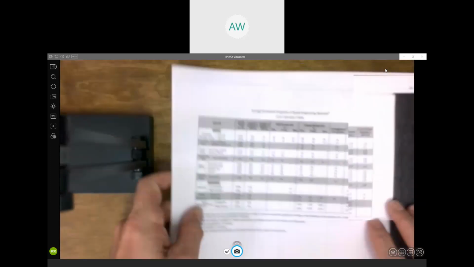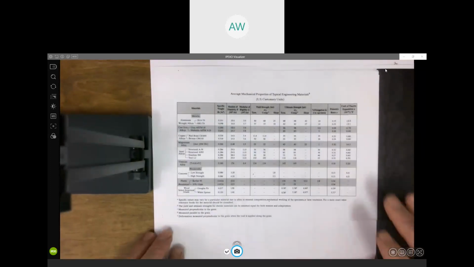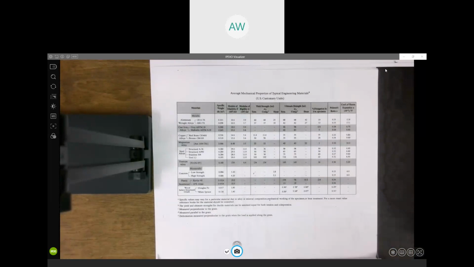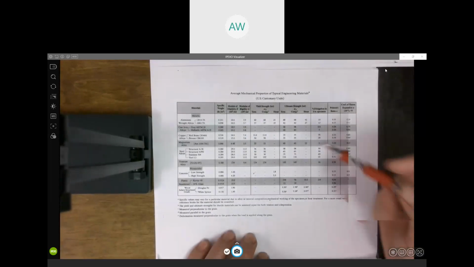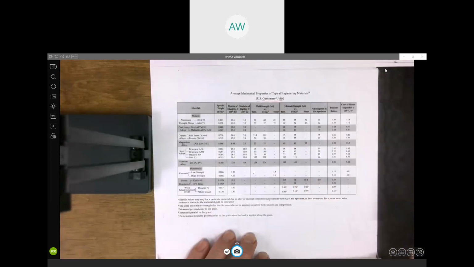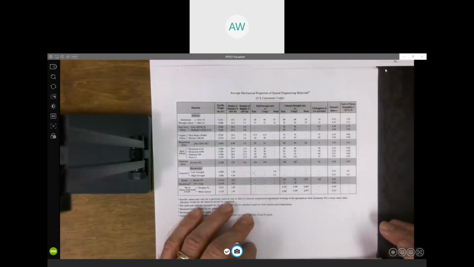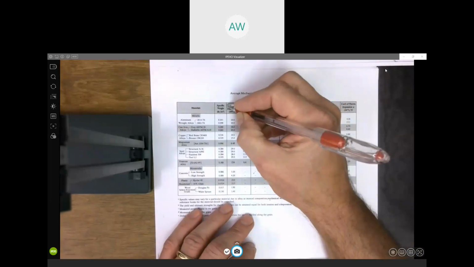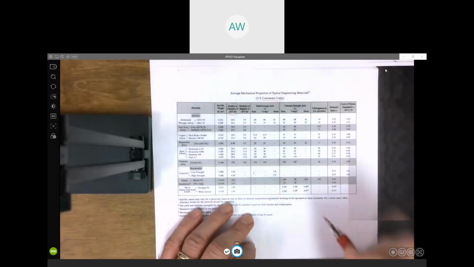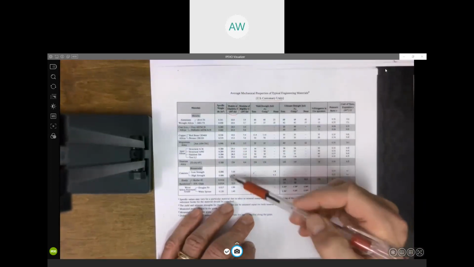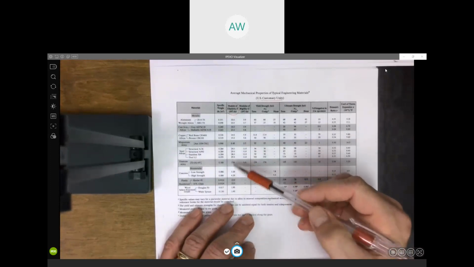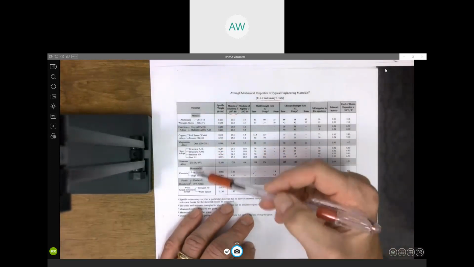I'll show you. Let me turn it this way. And let's see if I can get it to focus. So this is a table out of the back of the book for U.S. units or English units, whichever one you prefer to call this. But here you'll see the modulus of elasticity, E. Right? So this column, these are the values for E for these materials that are listed over here.